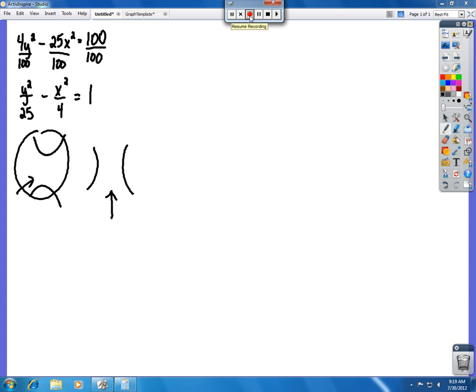So in the case of hyperbolas, a and b are always associated. This is always going to be the a. That's always going to be the b. It's going to go in order, in other words. It's just the x's and the y's that may be in a different order. But a will always be associated with the first term, b will always be associated with the second term. So for this problem, again, a squared is 25, therefore a is plus or minus 5, b squared is equal to 4, therefore b is plus or minus 2. Okay, so now we have the basics to start graphing.